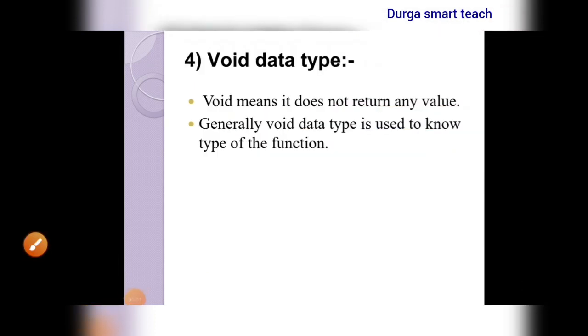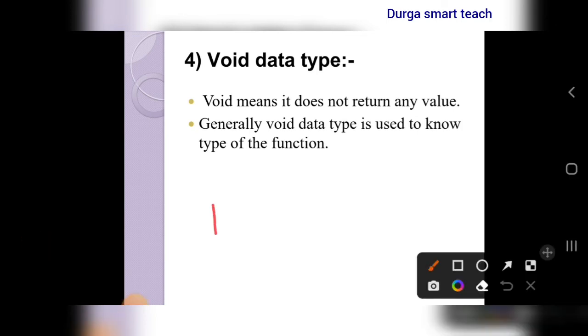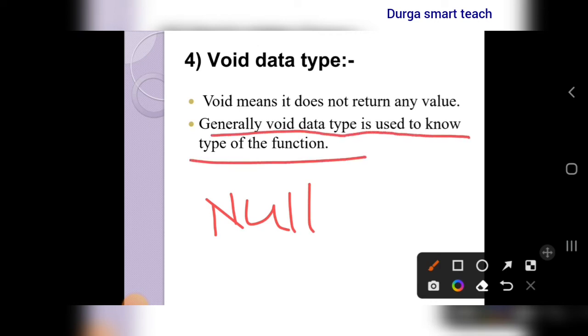Next, void data type. Void means it doesn't return any value. Void means null, empty. Generally void data type is used to know the type of the function, that is, what type of data it returns. It is normally termed as return type.